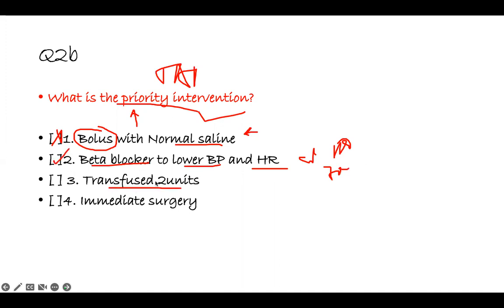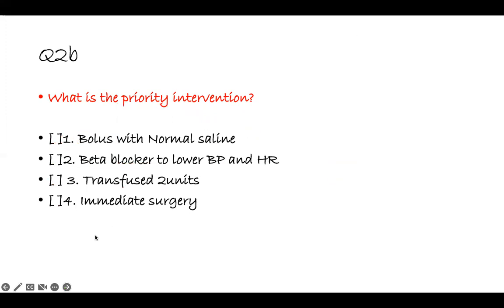Transfuse 2 units. Yes, they need blood, but it's not a priority. Immediate surgery, they will need surgery, but it's not a priority. You want to lower their blood pressure and heart rate as a priority intervention.